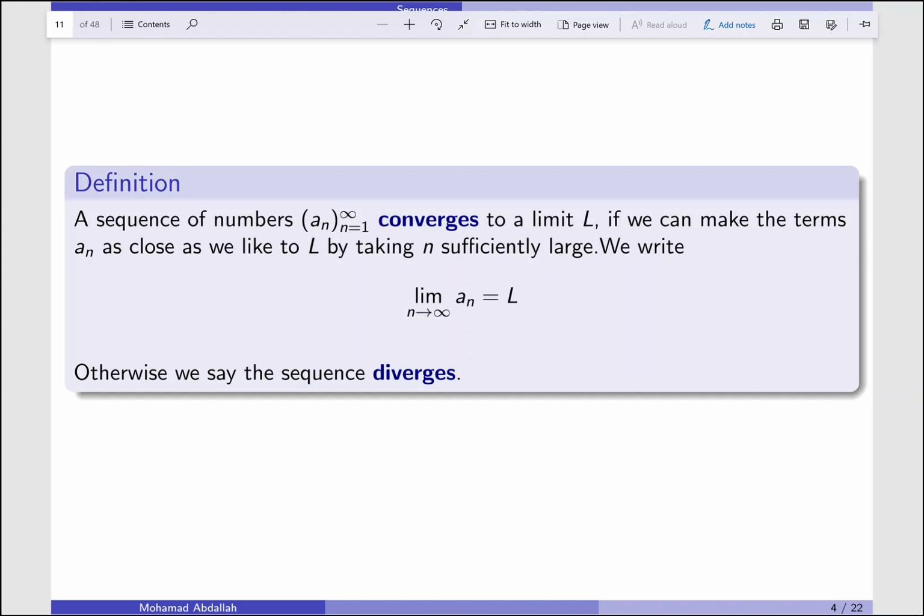Okay? So I will say that the sequence converges only if the limit exists and it's finite. So this number L must be a finite number. If it's plus or minus infinity, the limit exists, but we do not consider it as convergent. Okay, so we have to be very careful here. The limit must be finite and it should exist, so you only have one limit.